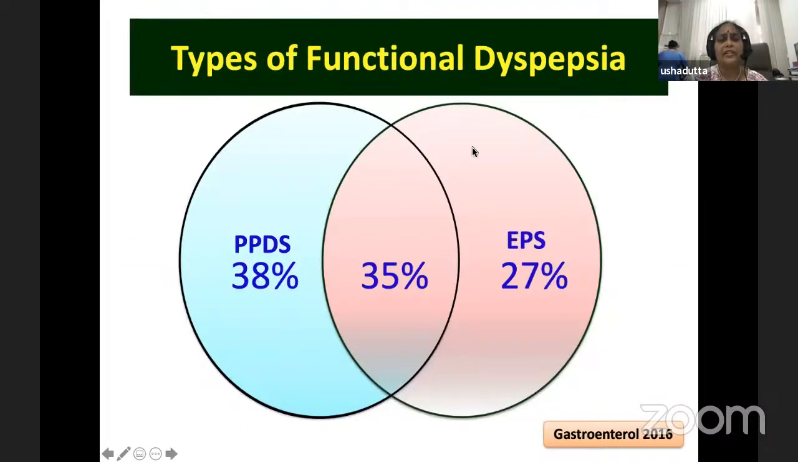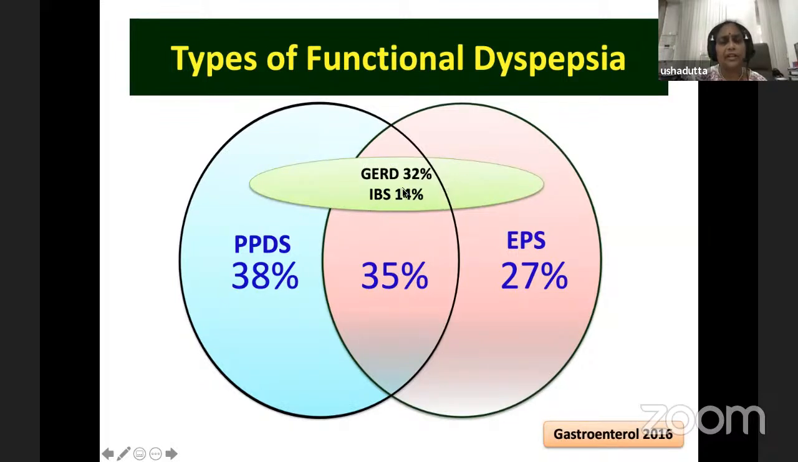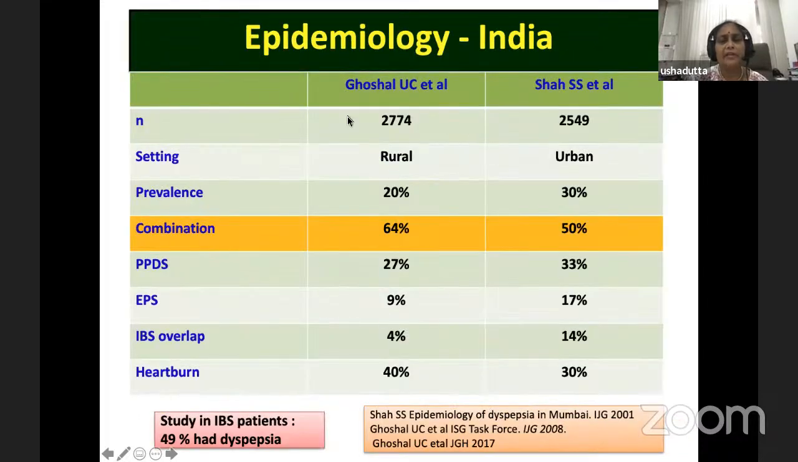The types of functional dyspepsia are postprandial distress syndrome and epigastric pain syndrome, and there is a significant overlap in 35% of patients. In a small percentage of them, a third could have associated GERD, and 14% could have associated IBS-like symptoms. In a study from India by Ghoshal et al. and Shah et al., this was rural-based, this was urban-based.